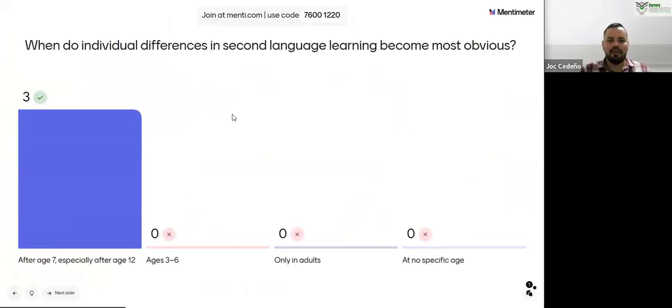So the first question was, when do individual differences in second language learning become most obvious? In this case, after age 7, especially after age 12. So this is considered the critical period hypothesis, in which there is an age at which people are considered more sensitive to learning a new language. Basically, this theory says that children between 7 and 12 are more likely to learn a second language more quickly. But this theory is controversial. Let's move on to the next question.